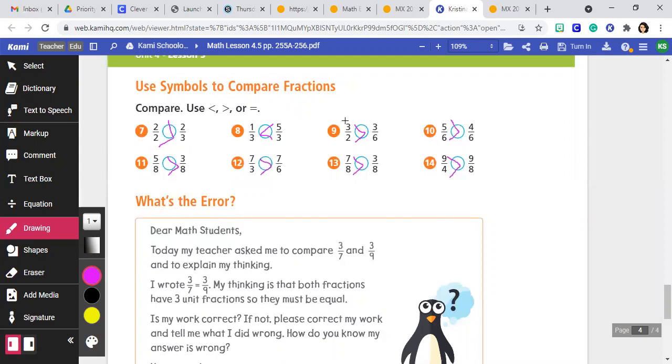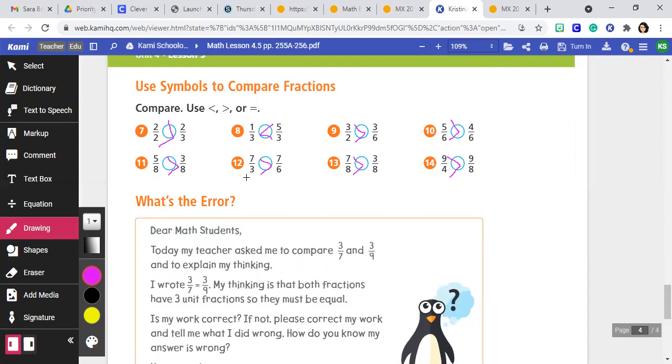Number 9, we have matching numerators. So we're going to look for the lesser denominator. That's 2. 3/2 is greater than 3/6. Number 10, we have matching denominators. So we're going to look for the greater numerator. 5/6 is greater than 4/6. Number 11, we have matching denominators. So we're going to look for the greater numerator. 5/8 is greater than 3/8.